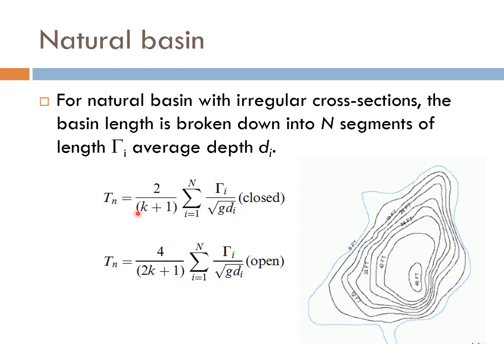So if we want to derive the Seiche period for a natural basin, then we might break down the basin into multiple segments, each segment with a length of gamma i, and each segment with a water depth of di. And so if we sum up the term gamma i over the square root of g d i for each of the segments, then we will be able to approximate the period of the basin oscillations for that particular natural basin. This equation is for a closed basin, and this equation is for an open basin.